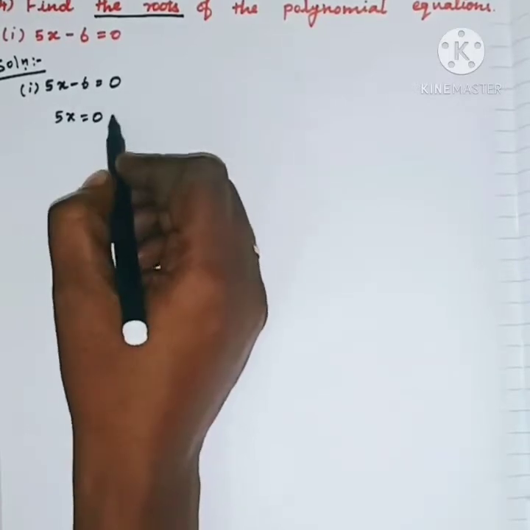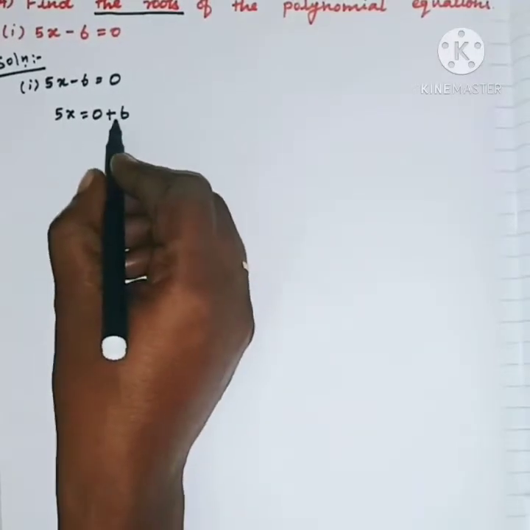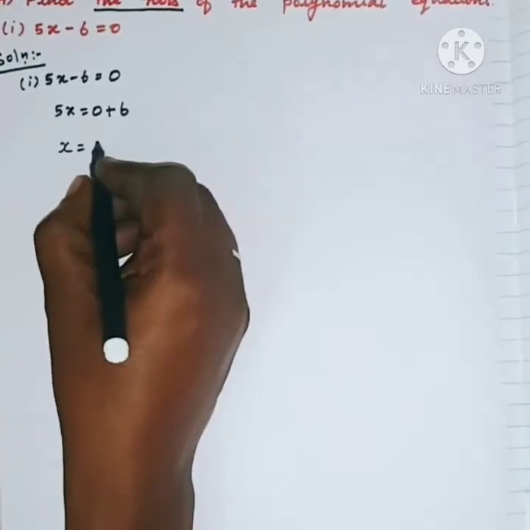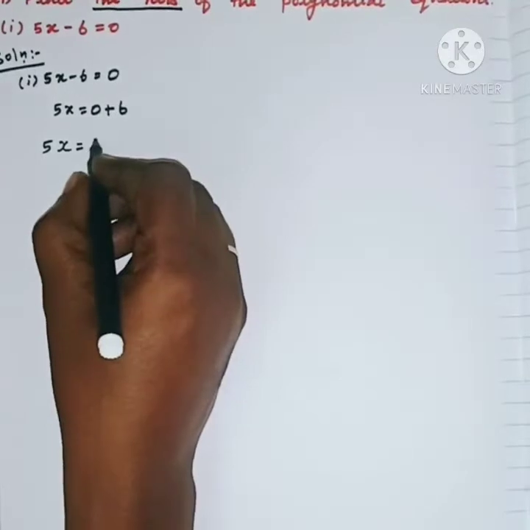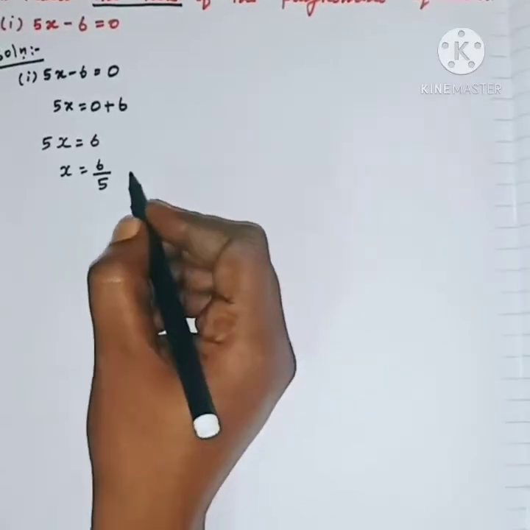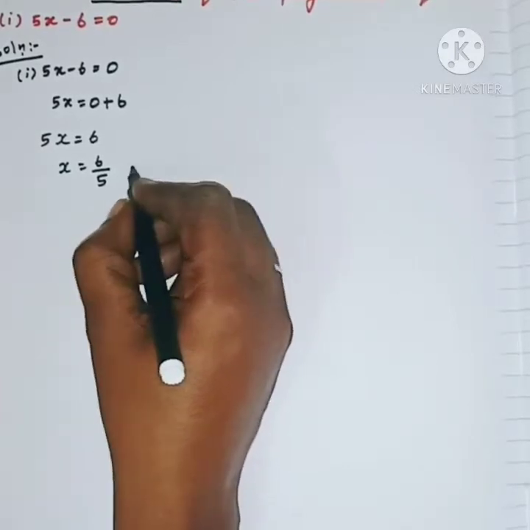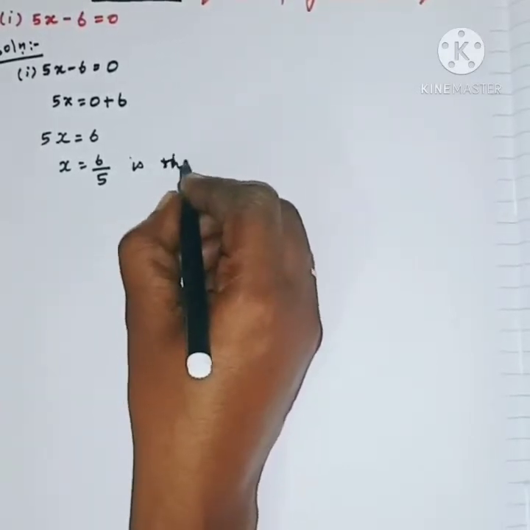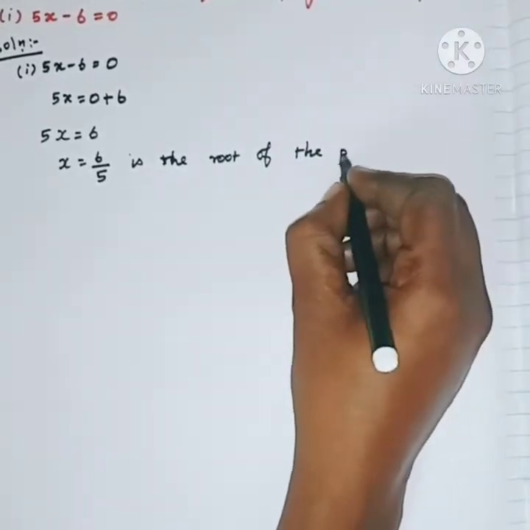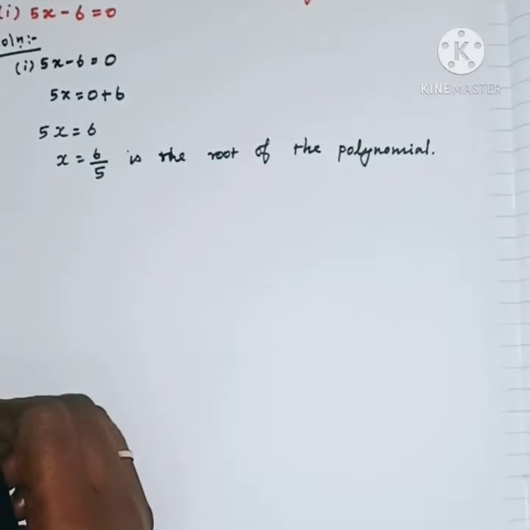So 5x is equal to 0. This minus 6 will become plus 6 when it comes to the right hand side. So 5x is equal to 0 plus 6, which is 6. So x is equal to 6 divided by 5. This is the answer for the first subdivision. X is equal to 6 by 5 is the root of the polynomial.